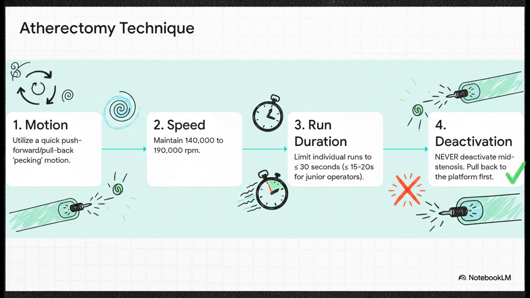Your runs must be limited to 30 seconds or less, and for junior operators, the recommendation is even shorter, 15 to 20 seconds. And here is a critical safety rule. Never deactivate the system while the burr is in the stenosis. You have to pull back to the platform first, or you risk entrapment.